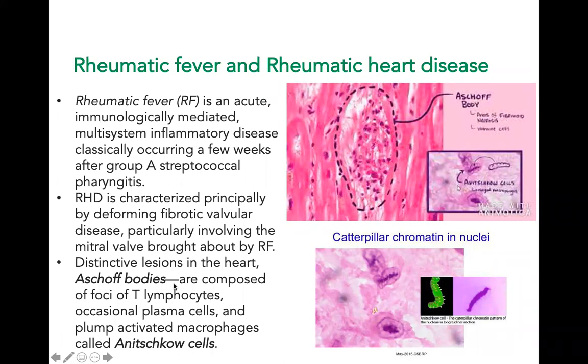So remember that in rheumatic fever, there's a distinct lesion in the heart known as your Aschoff body. This Aschoff body is composed of lymphocytes, plasma cells, and plump macrophages called the Anitschkow cells. These macrophages are also known as caterpillar cells, because their chromatin looks like a caterpillar. Okay?